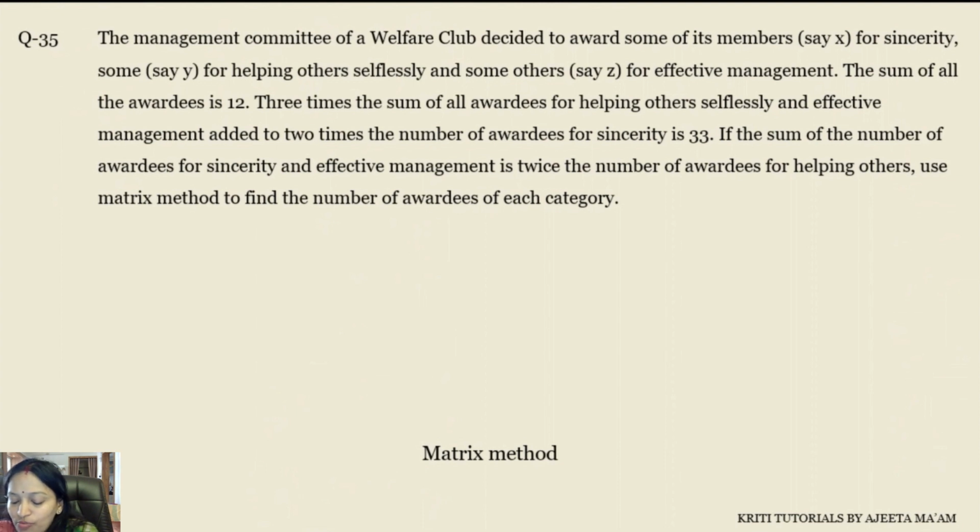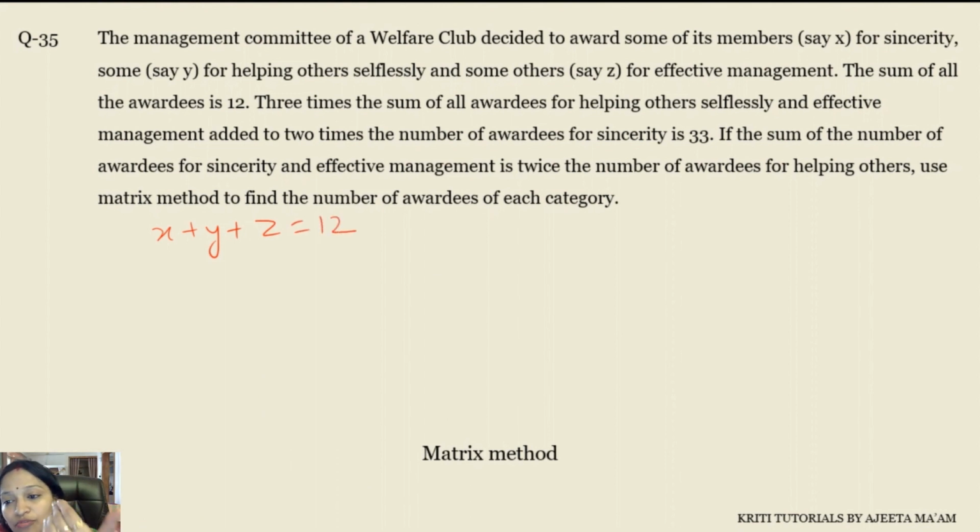The management committee of a welfare club decided to award some of its members, say X for sincerity, Y for helping others, and Z for effective management. तो इसमें ऑलरेडी वेरिएबल्स दिए गए हैं स्टूडेंट्स, आपको वही लेने हैं, उसके अकॉर्डिंग ही आपको इक्वेशन बनाना है. You will not change the question variables. Okay. Now the sum of all the awardees is 12. So what will be your first equation? X plus y plus z is equal to 12. No need of let statement because it's already given there.